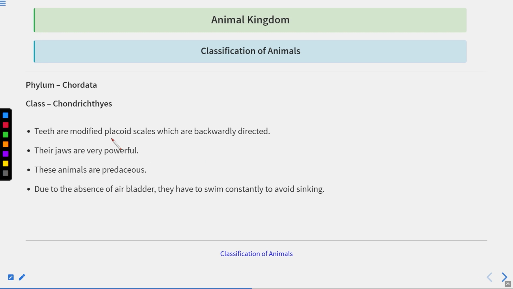Teeth are modified placoid scales which are backwardly directed. Their teeth are a modification of these placoid scales only. Their jaws are very powerful. These animals are predaceous, so they are predators. They kill other animals.